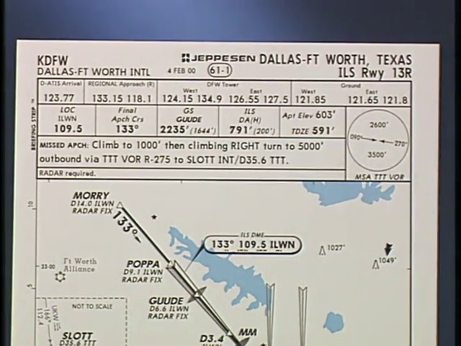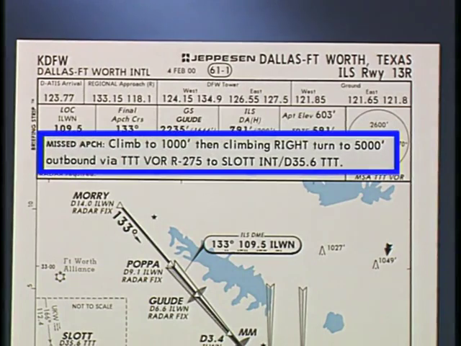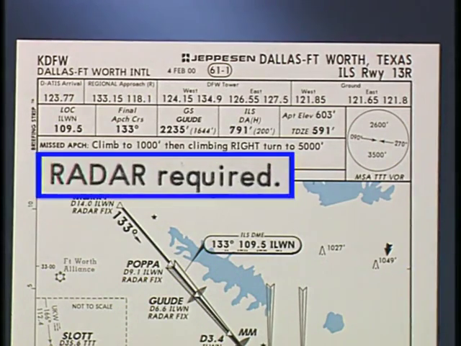Below this row of information is a textual description of the missed approach procedure. On this particular approach, the procedure requires a climb to 1,000 feet, then a climbing right turn to 5,000 feet outbound via the TTT or Maverick VOR on the 275-degree radial to the slot intersection. Slot intersection is 35.6 DME from Maverick. Any notes that are applicable to the approach, such as altimeter setting or equipment requirements, are included below the missed approach information. In this case, radar is required for this approach.